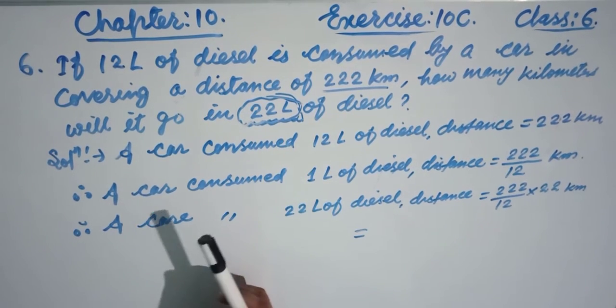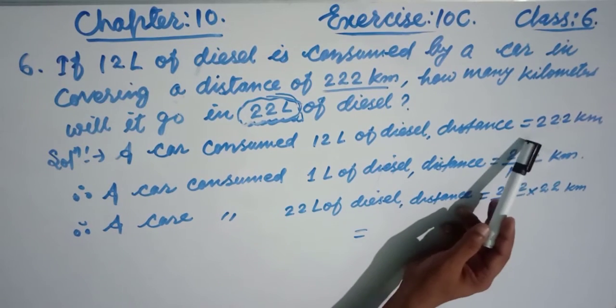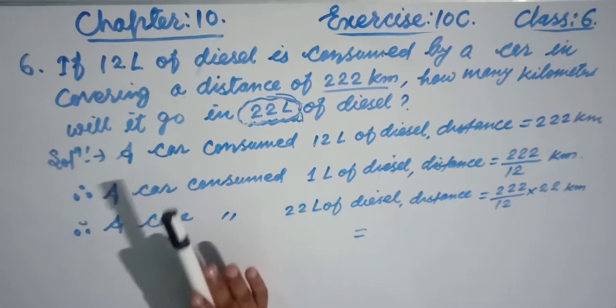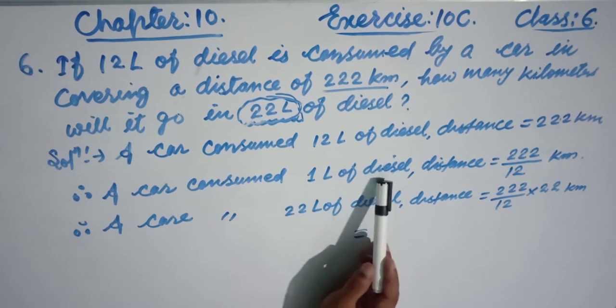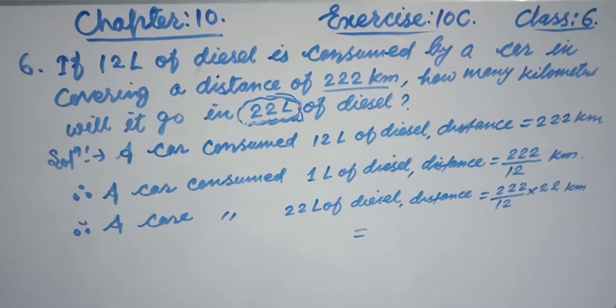First copy the first statement: a car consumed 12 liters of diesel for a distance of 222, this is given, and we have copied it over here. Now first we have to find the 1 unit. A car consumed 1 liter of diesel; we will find how much it will be in 1 liter. When 12 liters gives this much distance, then 1 liter will go less. Less means, friends, we have to divide, because here is the concept: we find the less and we have to find the more, that means in less we have to divide and in more we have to multiply.